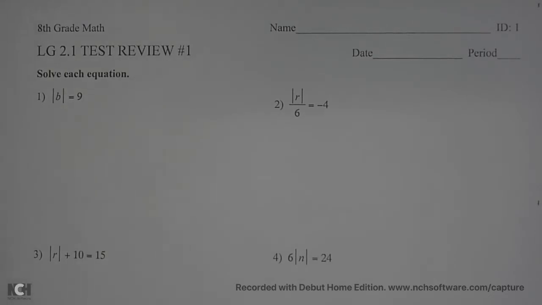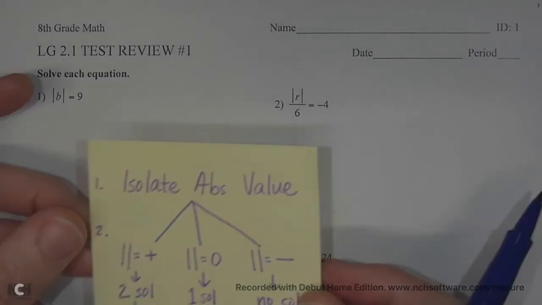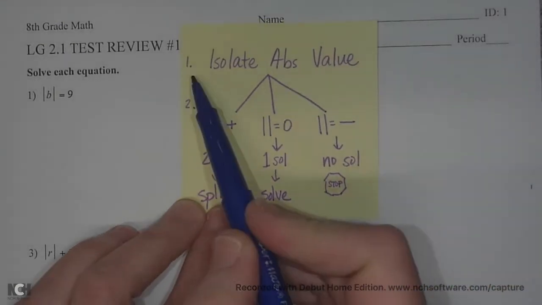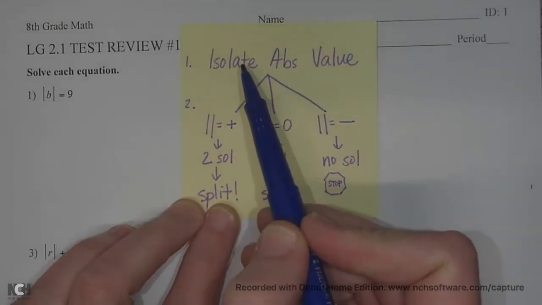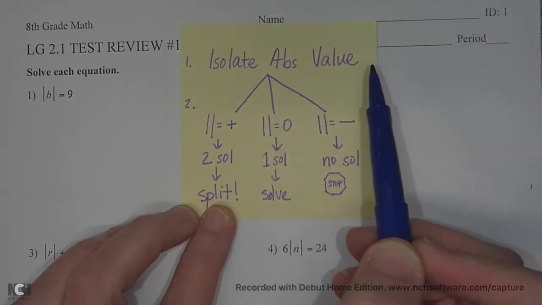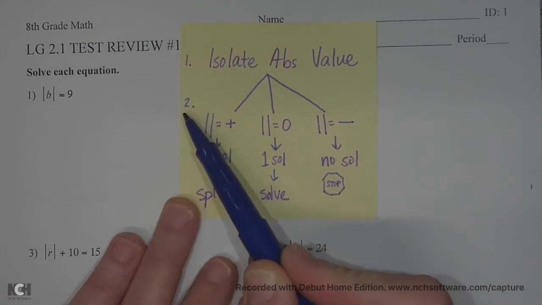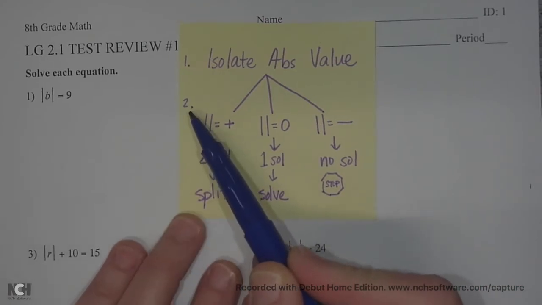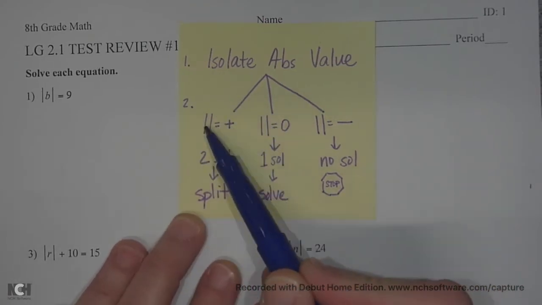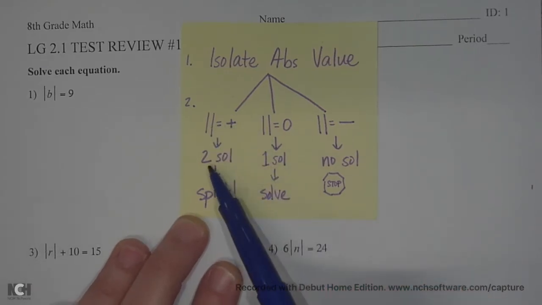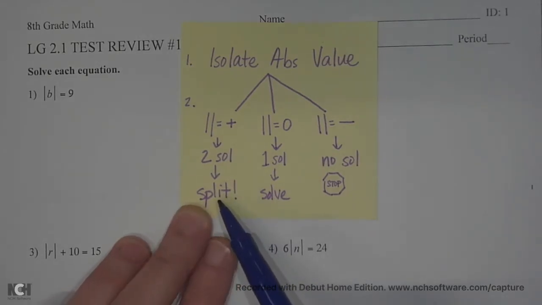We're going to use this little absolute value flowchart for all of our problems. So let's just go over it really quick first. In step 1, you isolate the absolute value. That's going to be step 1 for every single problem. Now in step 2, you're going to look at what's on the other side of the equal sign. In other words, if you have the absolute value set equal to a positive number, then you're going to know that you have two solutions and you're going to need to split them, and we'll be doing some of that in just a second.